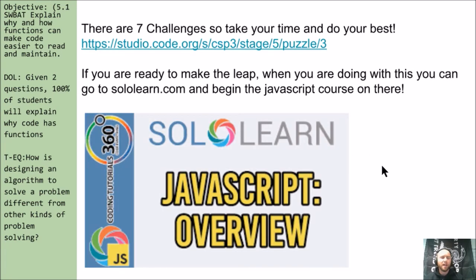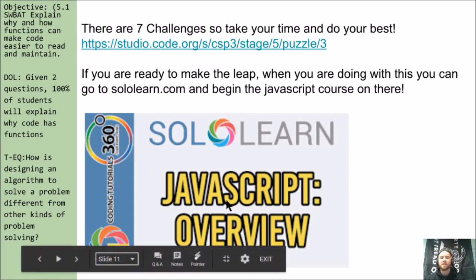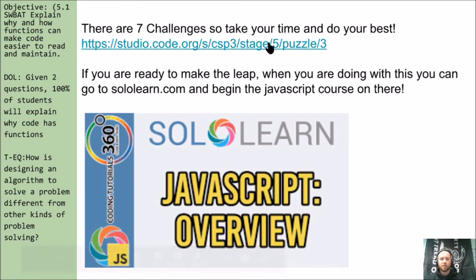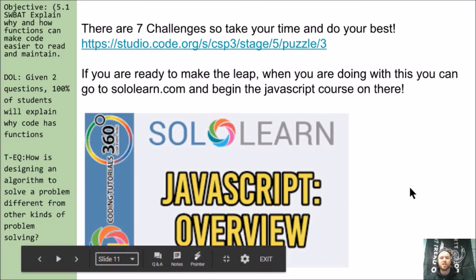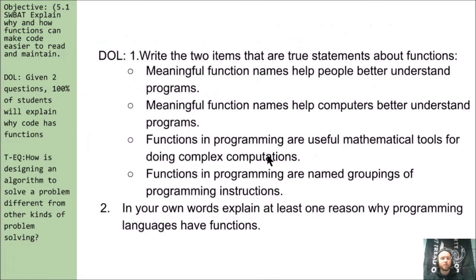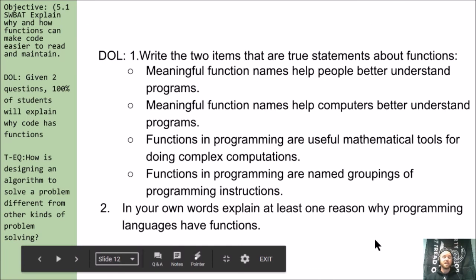So at this point, I want you to jump onto this studio.code.org website for the puzzle. Okay, so there are 7 challenges, and take your time, do your best on that. When you're ready to make the leap, especially with the text instead of the blocky code, when you're done doing the code.org, you can jump onto sololearn.com and begin that JavaScript modules. Because as far as today is concerned, this is it.